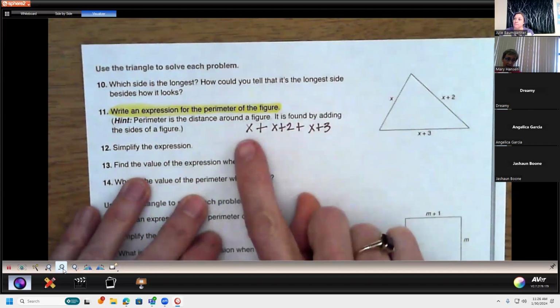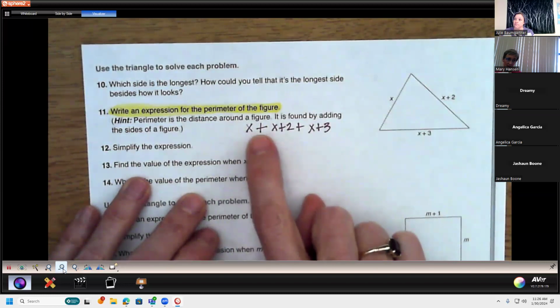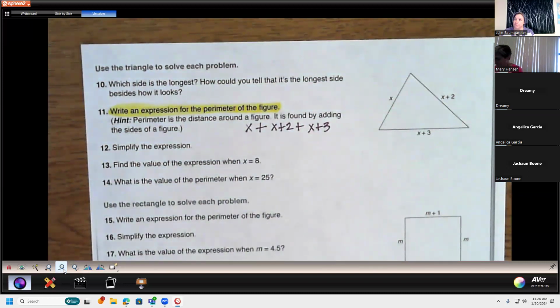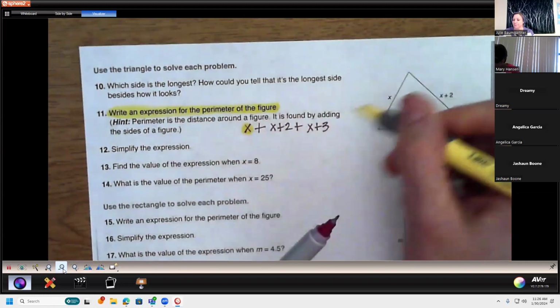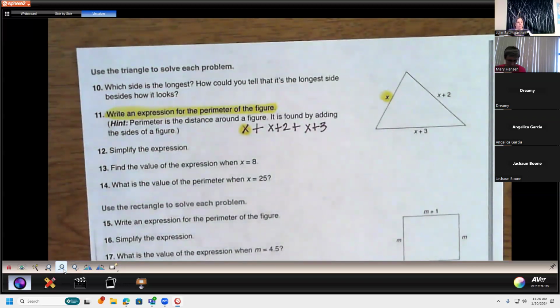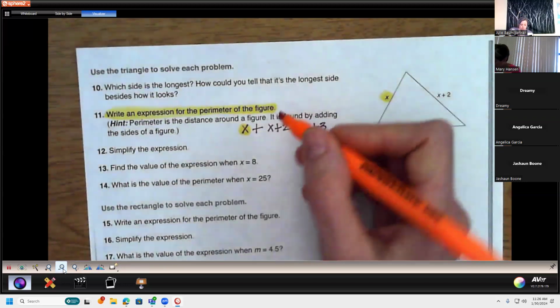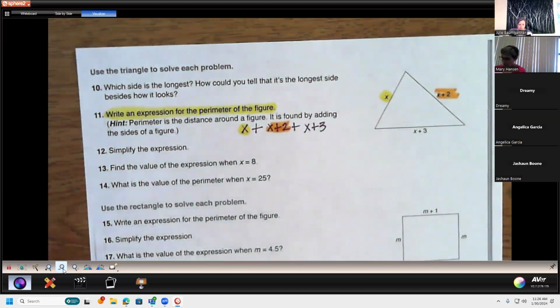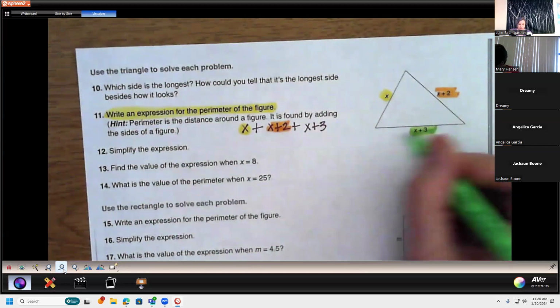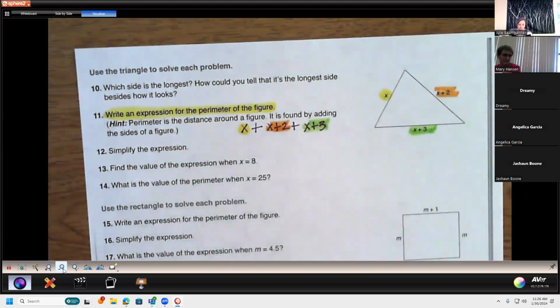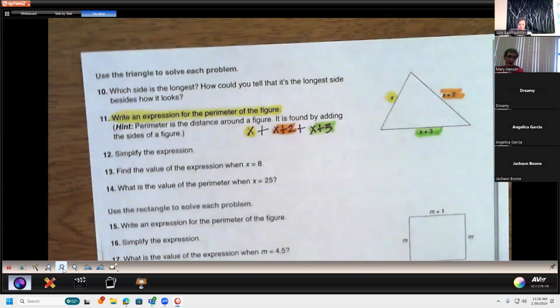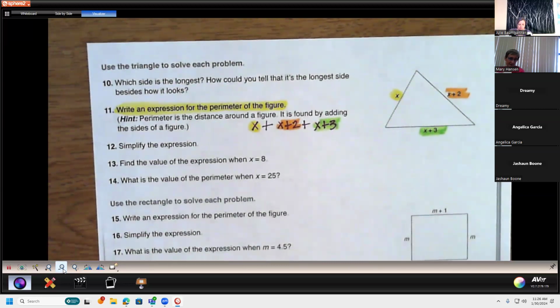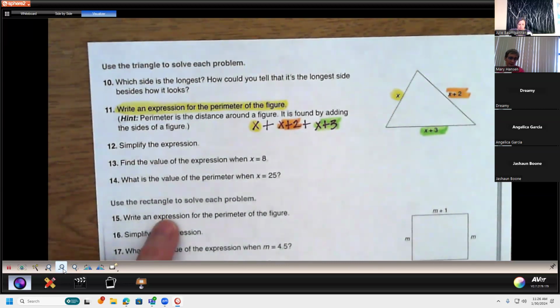So you can see I'm adding the first side, plus the second side, plus the third side. And then they'll want you to simplify it. That's what number 12 is, to simplify it.